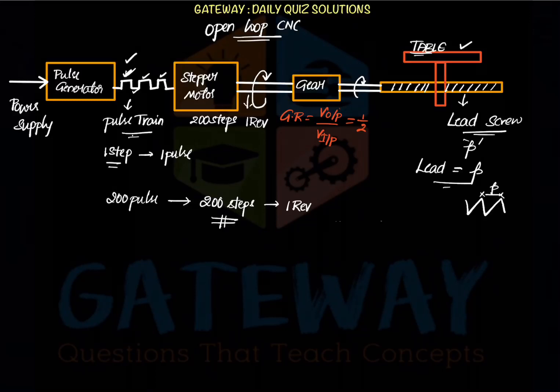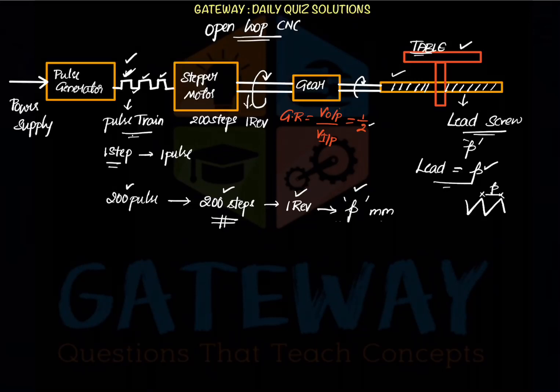If this one revolution of the stepper motor shaft is connected to the gearbox, or for some time, think that there is no gearbox, then what will happen? This one revolution will be directly given to the lead screw, right? So the lead screw also will make one revolution, and we know when the lead screw makes one revolution, the table will traverse by P mm, nothing but the pitch. Whenever we give 200 pulses, the stepper motor makes 200 steps. That is equivalent to one revolution of the stepper motor, and if it is directly connected to the lead screw, then the table moves P mm.